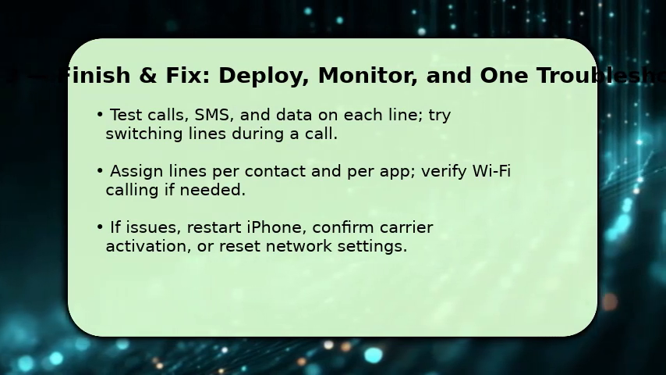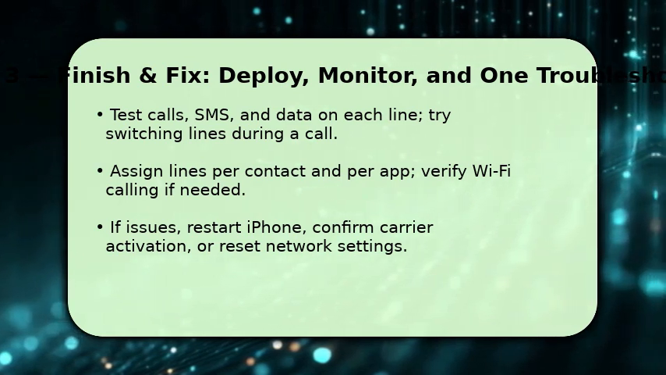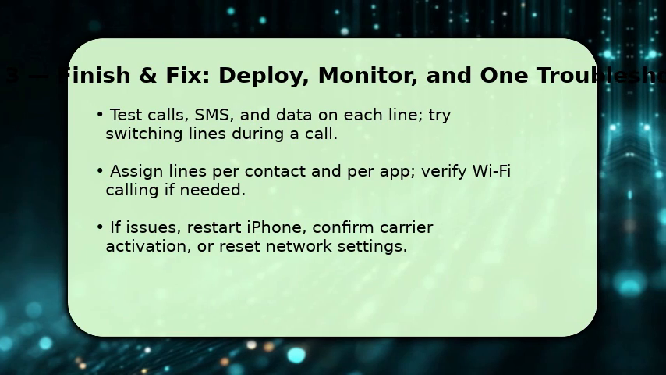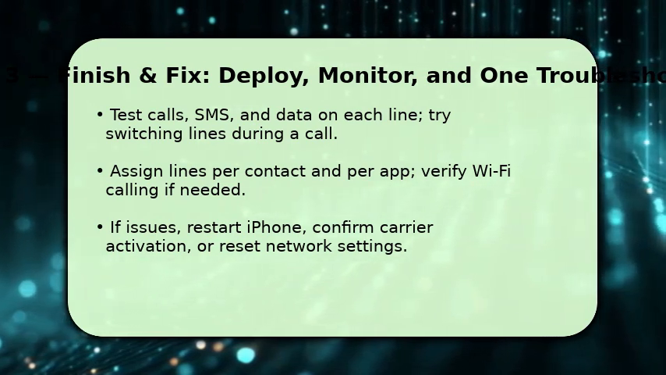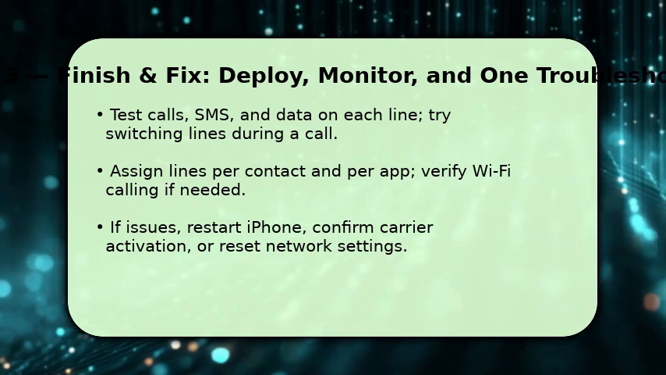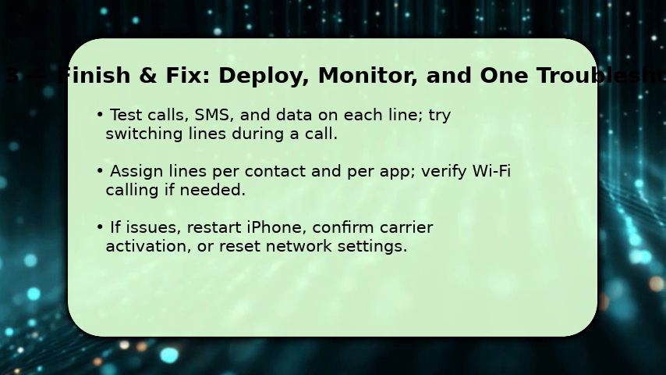Place calls, send texts, and use mobile data on the selected line. Switch lines during a call to confirm behavior. Once working, assign a default line per contact and set per app data preferences so apps use the correct plan. Enable Wi-Fi calling if your carrier supports it for better coverage.